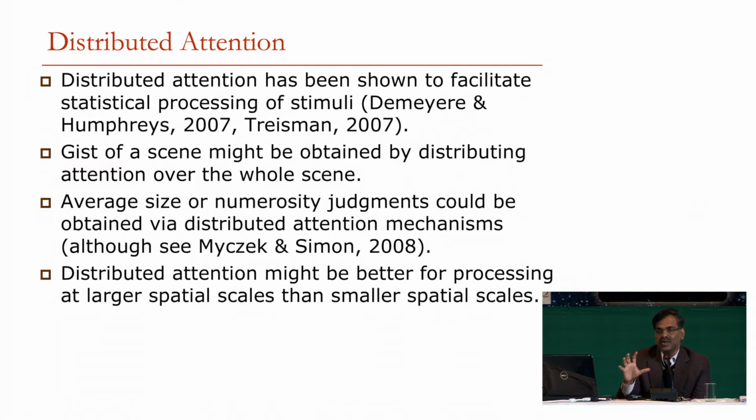Similarly, when you see a scene, people can easily tell what the scene is about, even if they cannot identify a particular single object in the scene. The gist of a scene is recognized very quickly. And again, that is something you can do with distributed attention. So distributed attention, or zooming out, is really useful for various kinds of things like the gist of a scene, statistical things, identifying things that happen at a larger spatial scale, and so on.